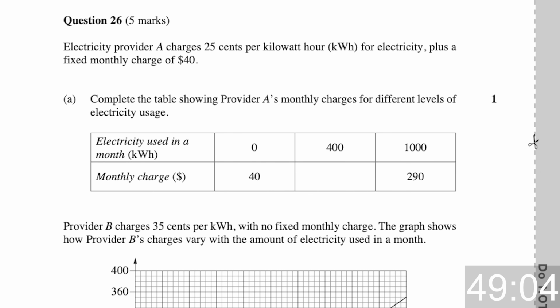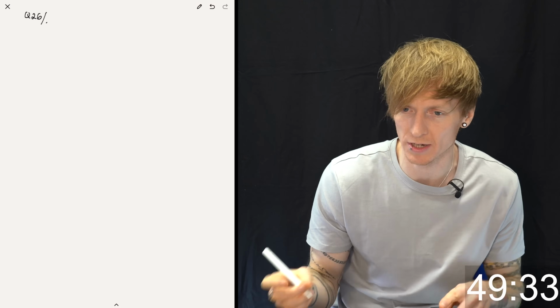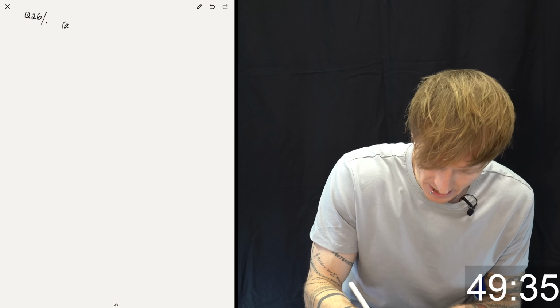Question 26. Again, super practical. Electrical providers. Provider A charges 25 cents per kilowatt hour plus a fixed monthly charge. Complete the table showing provider A's monthly charges for different levels of electricity usage. Sure. So that's the $250 for that. So it's 400 times 25 cents. So that's $100. So that's going to be $140. Right? Yes. $140 is to complete the table.